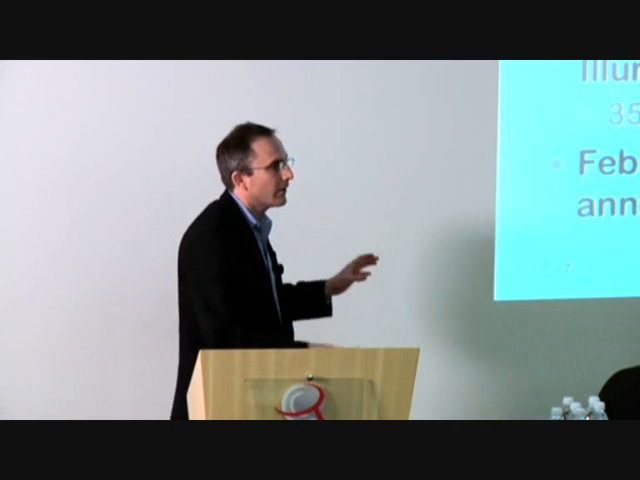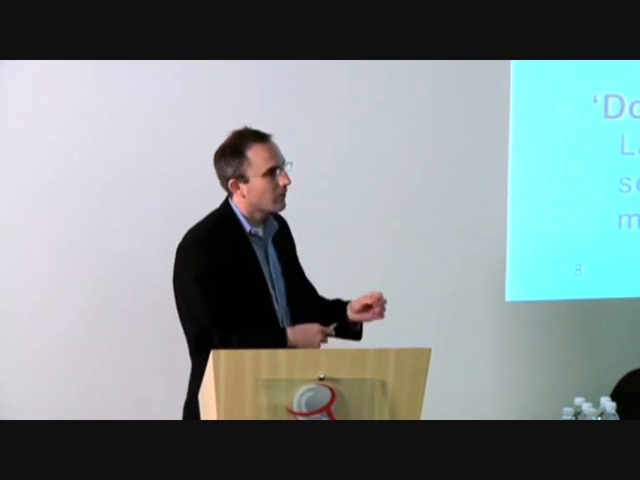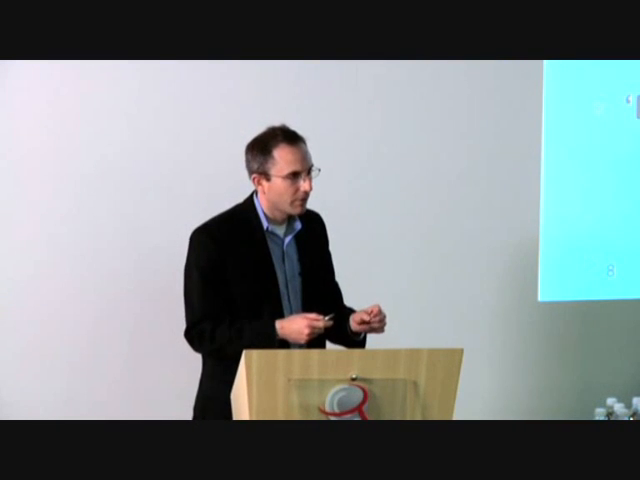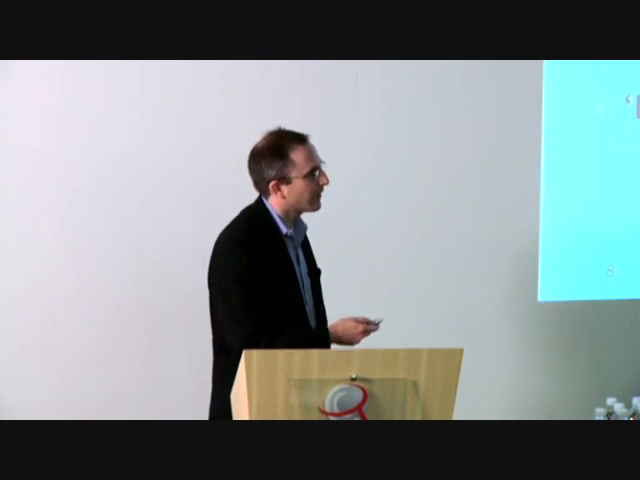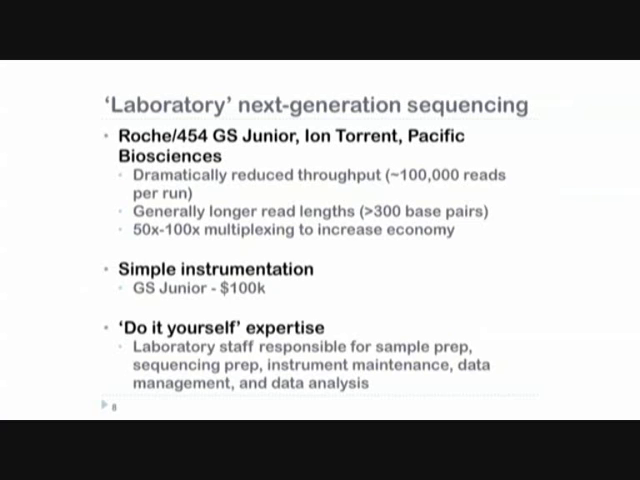What I'm going to talk about today, though, isn't the sort of sequencing that can be done at a genome center. What I'm going to talk about is the sort of sequencing that one can do in an individual academic laboratory using desktop instrumentation, which is to sequencing as the personal computer was to computing back in the late 1970s, 1980s. This is what I'm calling laboratory next-generation sequencing, and there are several platforms that fall into this category. The Roche 454 has an instrument called the GS Junior. Ion Torrent has their Personal Genome Machine, and Pacific Biosciences has a machine that is a high-throughput machine that nonetheless has many of the attributes of laboratory sequencers, so I kept it in this category.